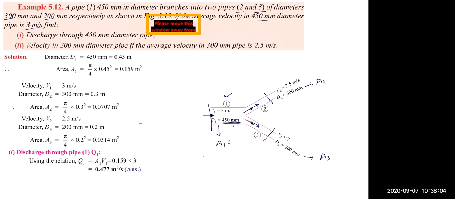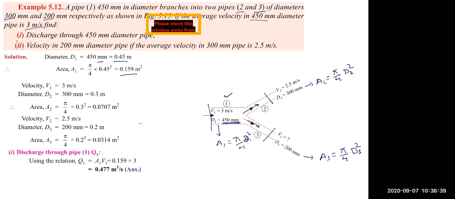Since the diameter is given, you can apply your formula pi by 4 into d1 square. A2 will be equal to pi by 4 into d2 square and A3 will be equal to pi by 4 into d3 square. Okay. So first you have to convert this mm into meter. When you are converting mm into meter, you have to divide it by 1000. So you will get it in meter. Then you will calculate the area.